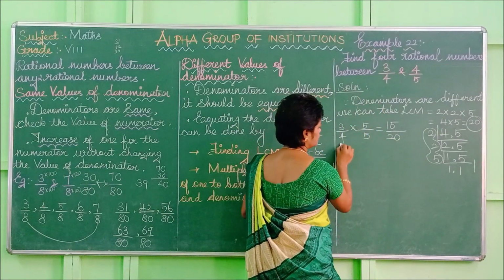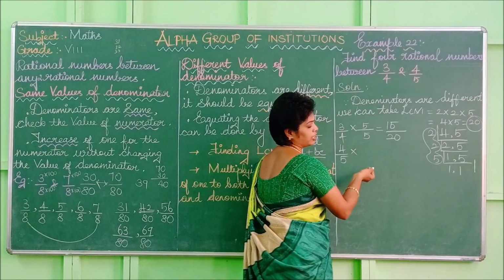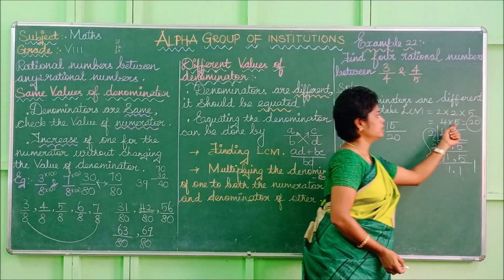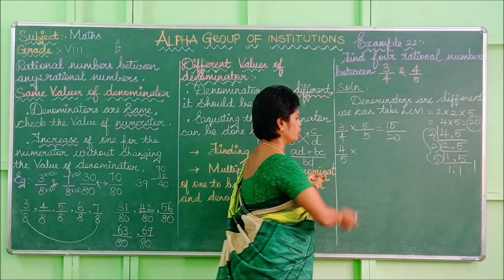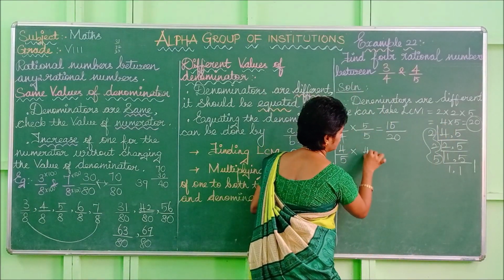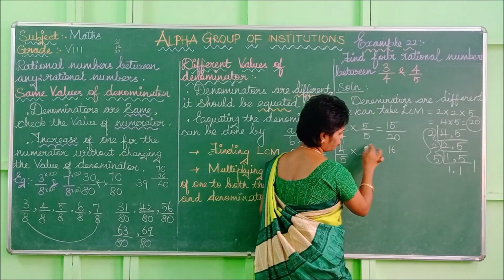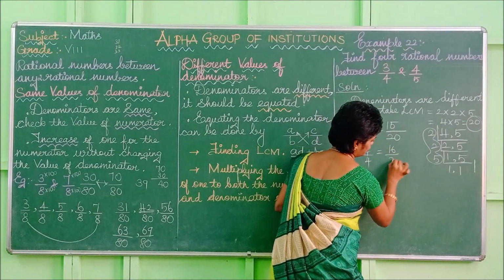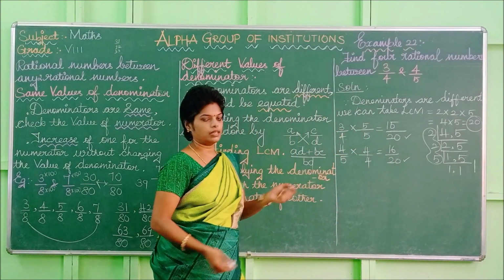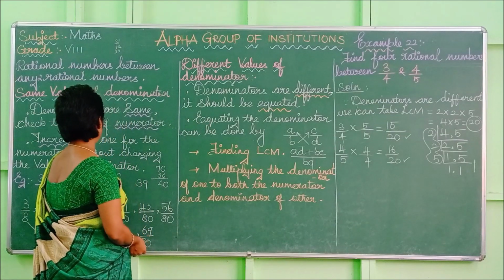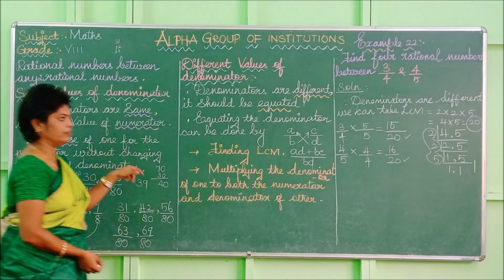Now listen, what is our next term? It is 4 by 5. This 5 changes into 20 when it is multiplied by 4 only. So you can multiply both numerator and denominator by 4. So 4 fours are 16, 5 fours are 20. Now let's check. The denominators are the same. Now check the value of the numerators.